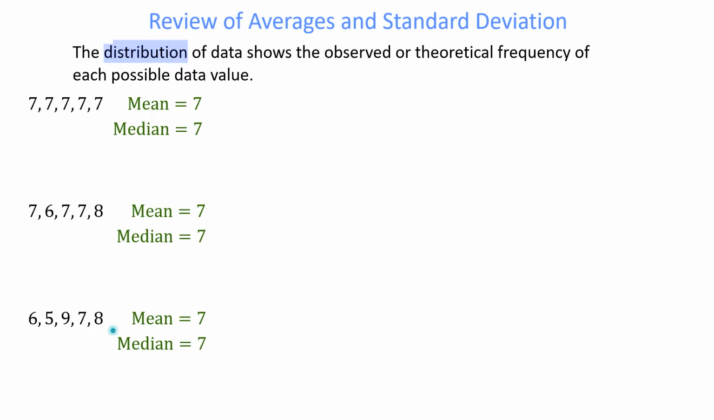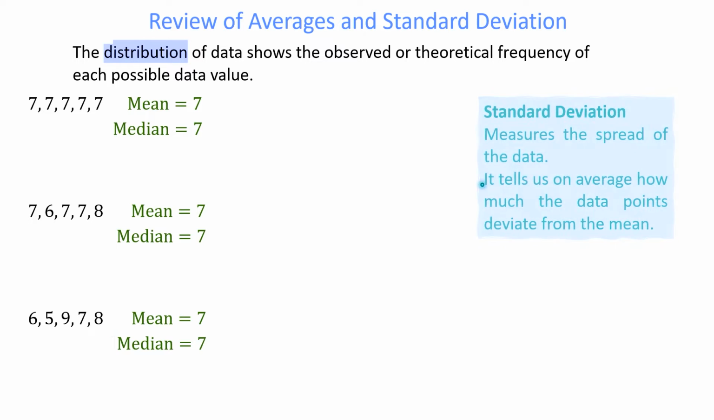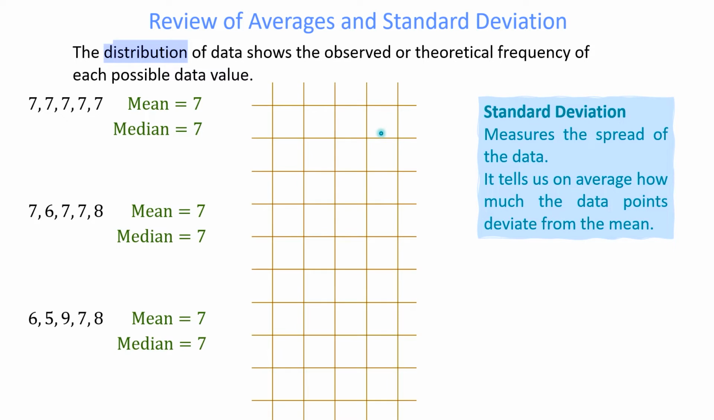Well, we can use another sample statistic called the standard deviation, which allows us to measure the spread of data, and it tells us on average how much the data points deviate from the mean. To better understand the standard deviation, we'll use a diagram. In this diagram, these horizontal black lines represent the average mean 7 for each of these data sets.